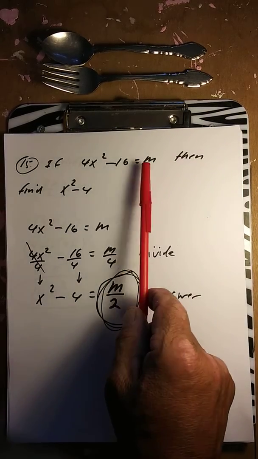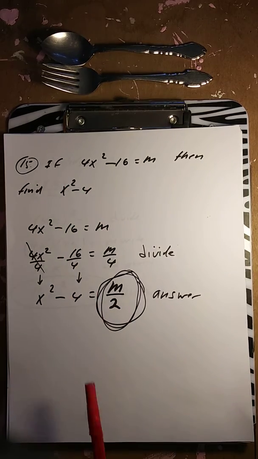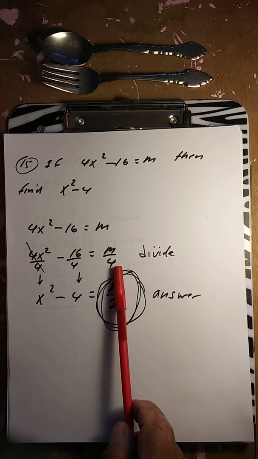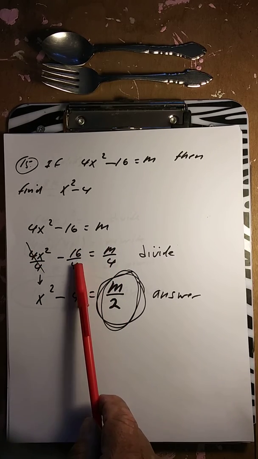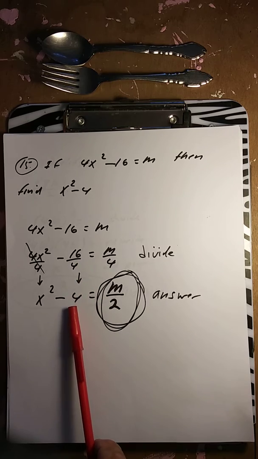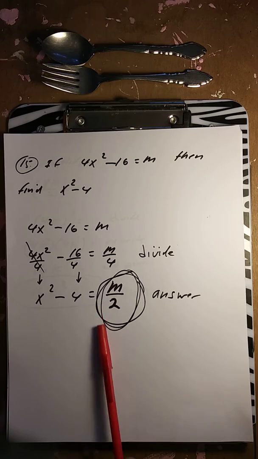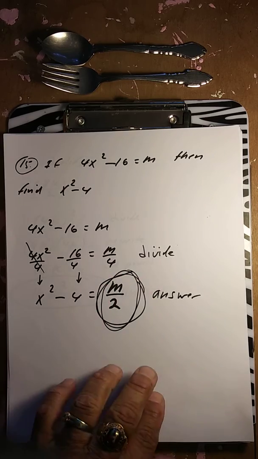If 4x squared minus 16 is m, then find x squared minus 4. Well, here's the original problem. Let's divide everything by 4, by 4, by 4. 4's cancel here, you have x squared. And 16 divided by 4 is going to be 4. So we have x squared minus 4, which we want. And on the other side, we have m over 4. There's the answer right there. m over 4.